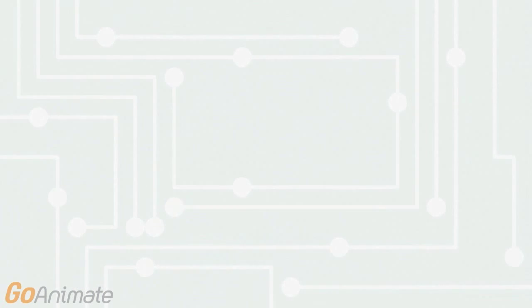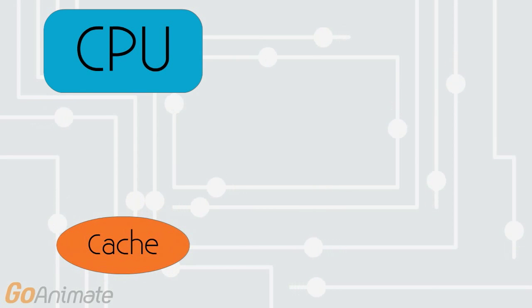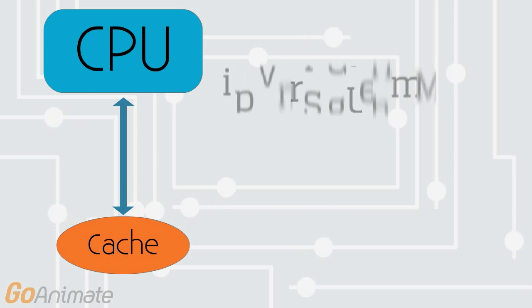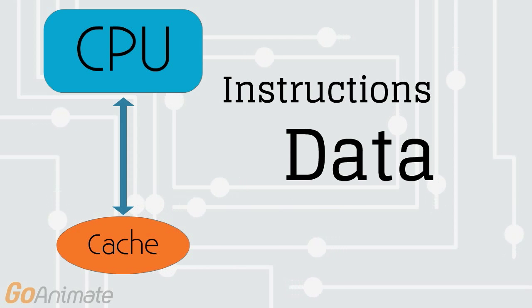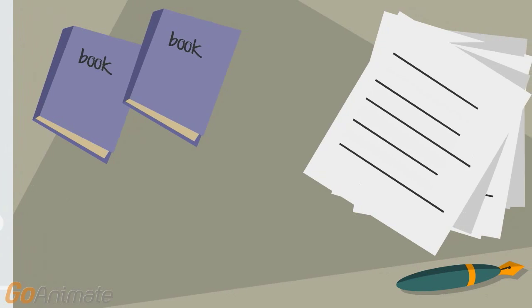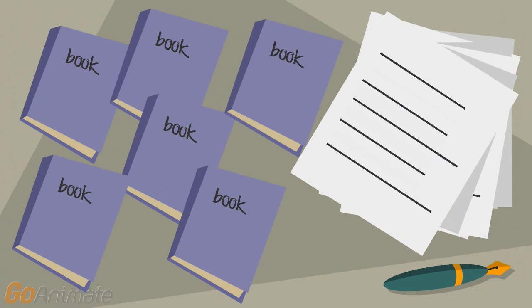Just like your short-term memory, cache is a small amount of memory which is close to the CPU. It is used to temporarily hold instructions and data that the CPU is likely to reuse. The more cache there is, the more data can be stored closer to the CPU for faster processing. Just like your desk, you have RAM where the computer keeps the data it's working with. The more RAM, the more stuff you can have open.